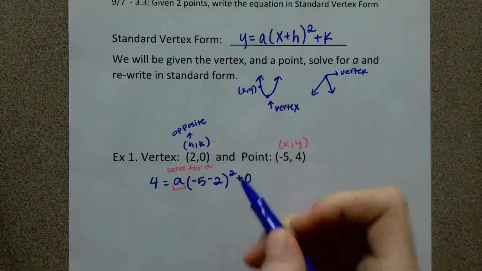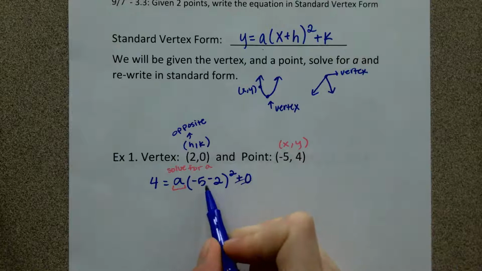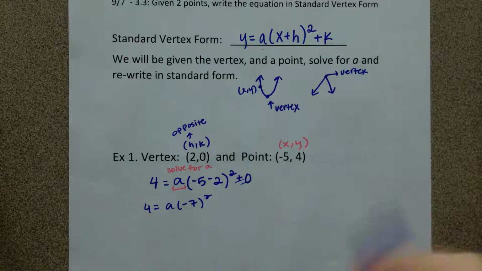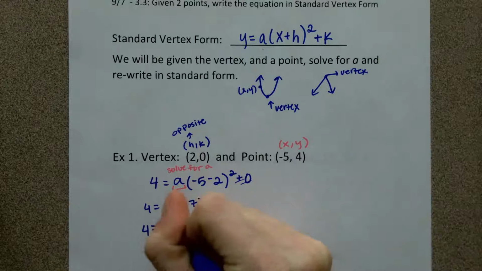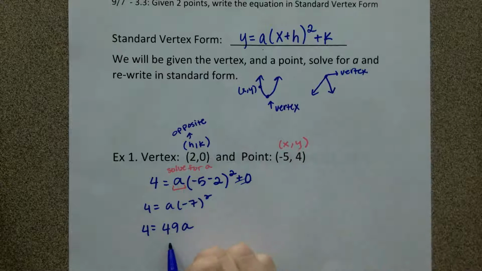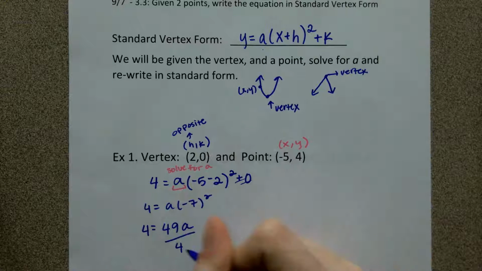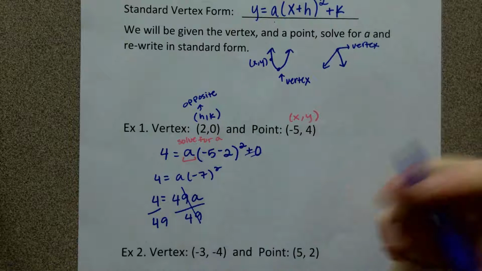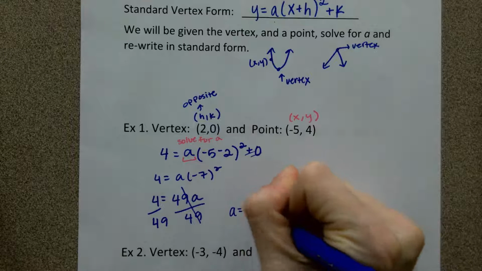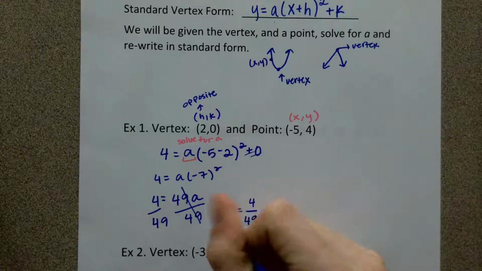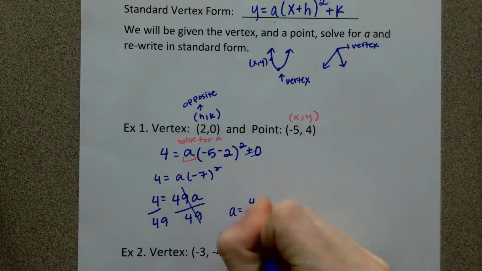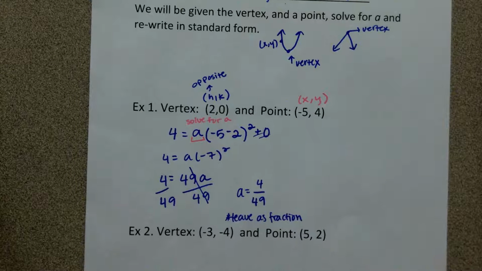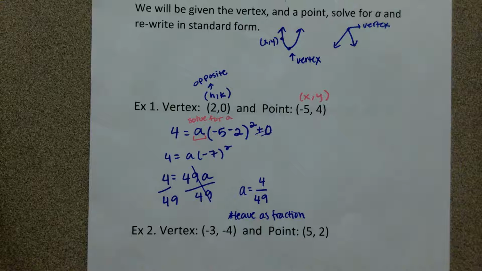So we don't need that 0 there, right? We know that -5 minus 2 is -7. Okay, squared, -7 squared is 49. And then to get a by itself, we divide by 49. So this goes away, and we get a equal to 4 divided by 49. Please leave as a fraction. It's just easier. That is how you should write it in standard vertex form, so leave it as a fraction.